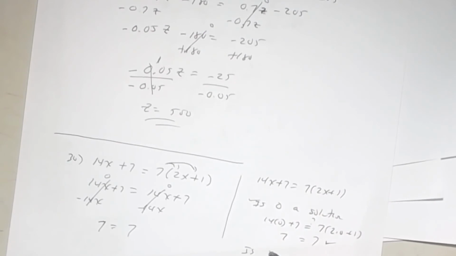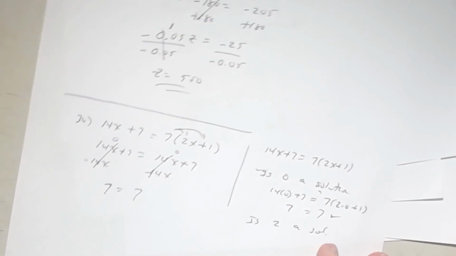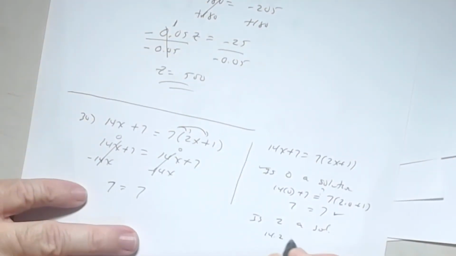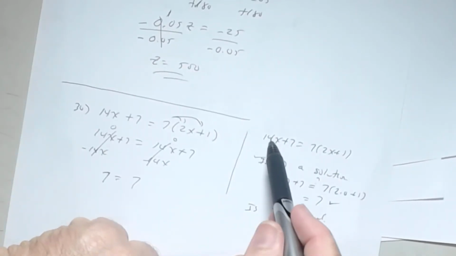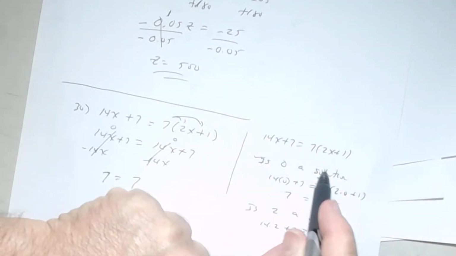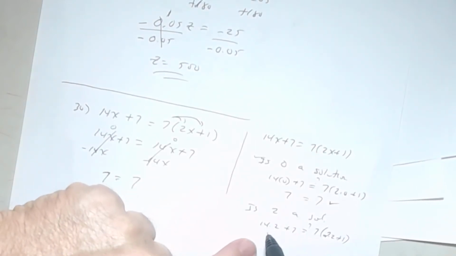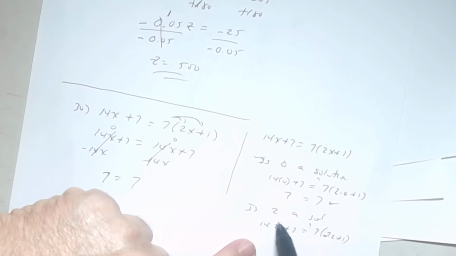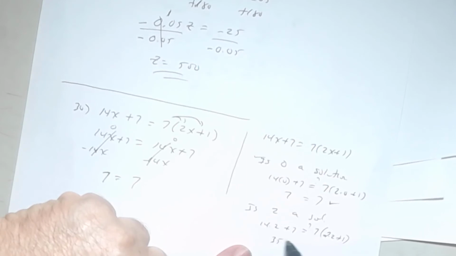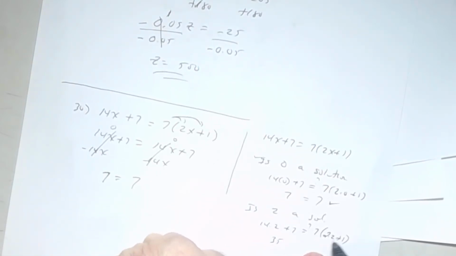Okay, here's my next question. Is 2 a solution? Let's do the same thing. 14 times 2 plus 7. So where we see an x, what will I plug in? 2. All right, so 14 times 2 plus 7, and we see that's going to equal something on the left side. On the right side, I get 7 times 2 times 2 plus 1. The right side is easy to figure out. What's 14 times 2? 28 plus 7 is 35. Over here, let's do parentheses first. What's 2 times 2? 4 plus 1? 5 times 7? So they're equal, right?